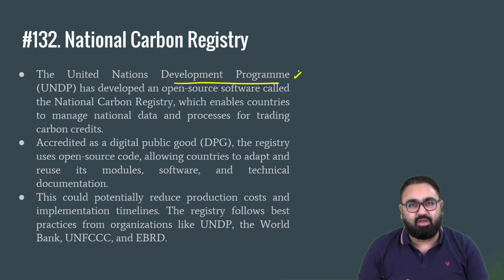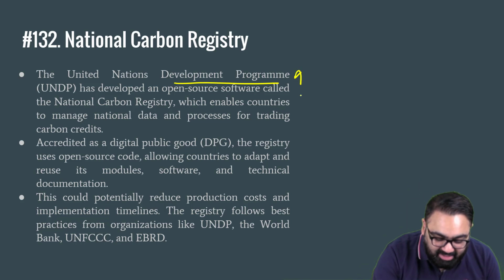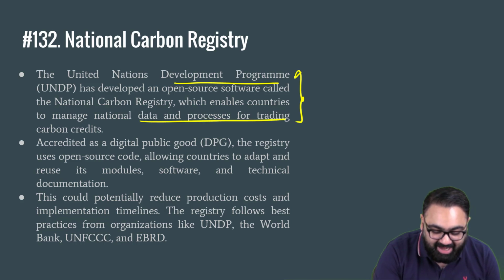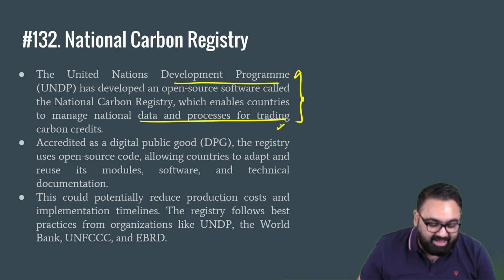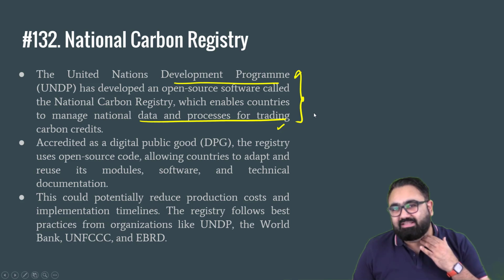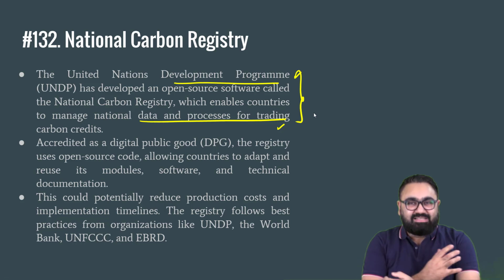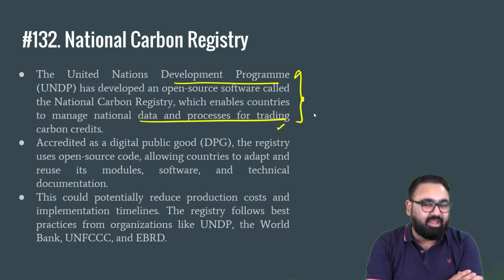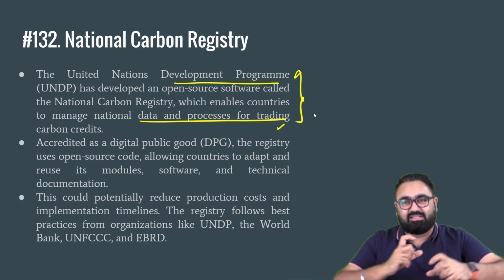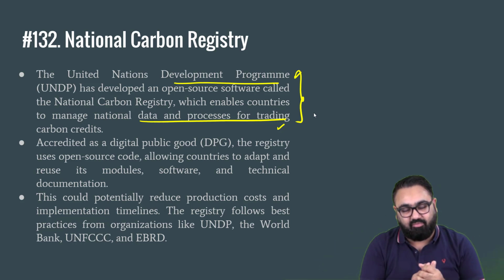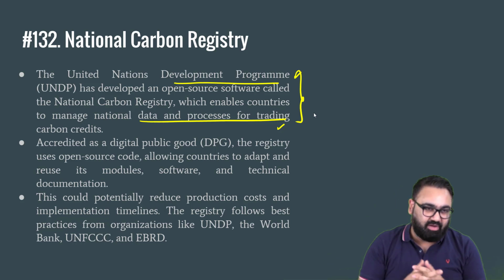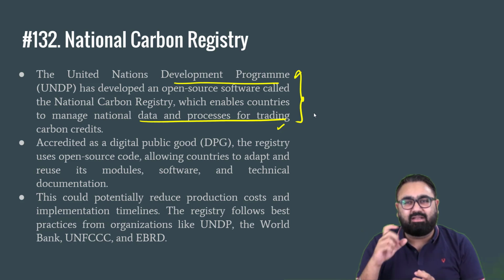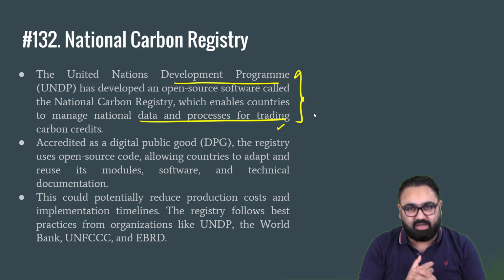It's actually a software. The idea is to enable the countries to manage their national data and processes for trading carbon credits. Now, what exactly do you mean by this? So basically, under the Kyoto Protocol, countries that are developed have been given a target that this is the amount of carbon emission that you can have. So let's say if a country is given 100 tons quota, they have only used 90 tons of it. They can then trade the remaining 10 tons, and sell it to some other country.